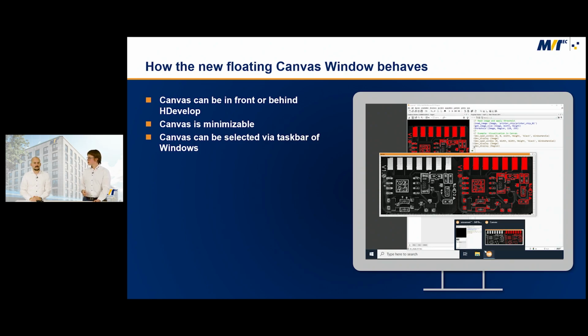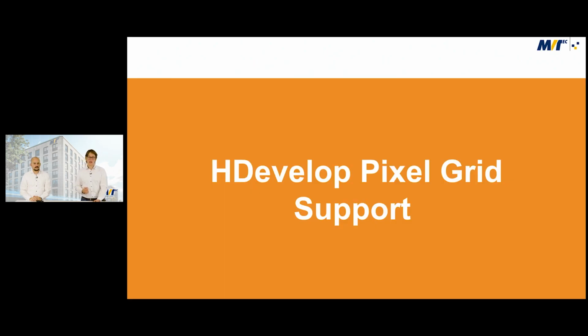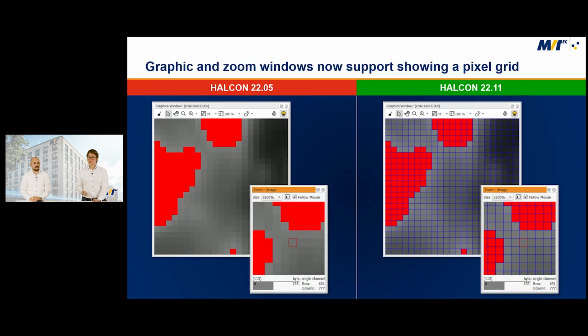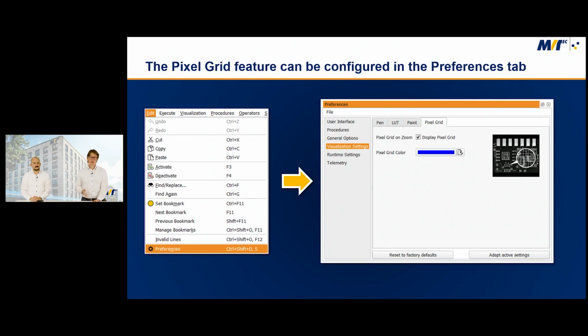One more improvement for HDevelop is the introduction of a pixel grid for zoomed images or zoomed graphics windows. On the left, you see a zoomed graphics window without a pixel grid. So it's quite confusing to see which gray value belongs to which row and column coordinate. And with the pixel grid, this gets much easier. And if you don't like blue, like in this example, you can configure the color under Preferences.